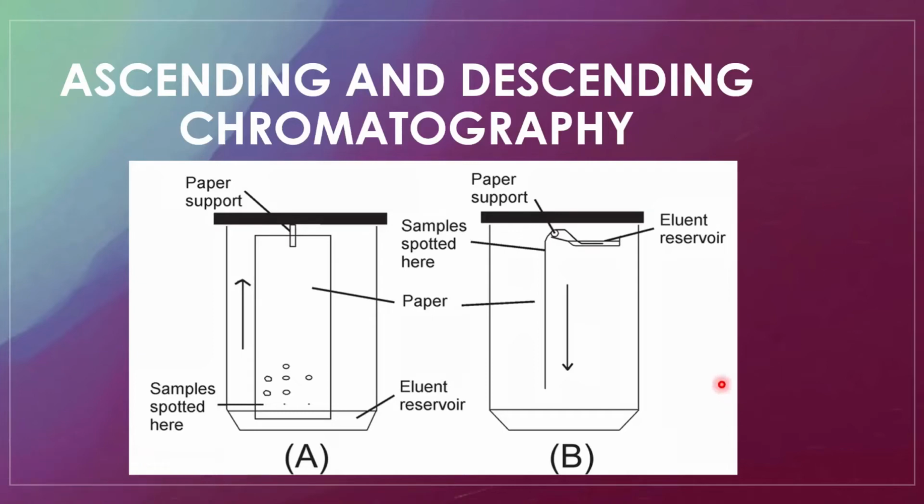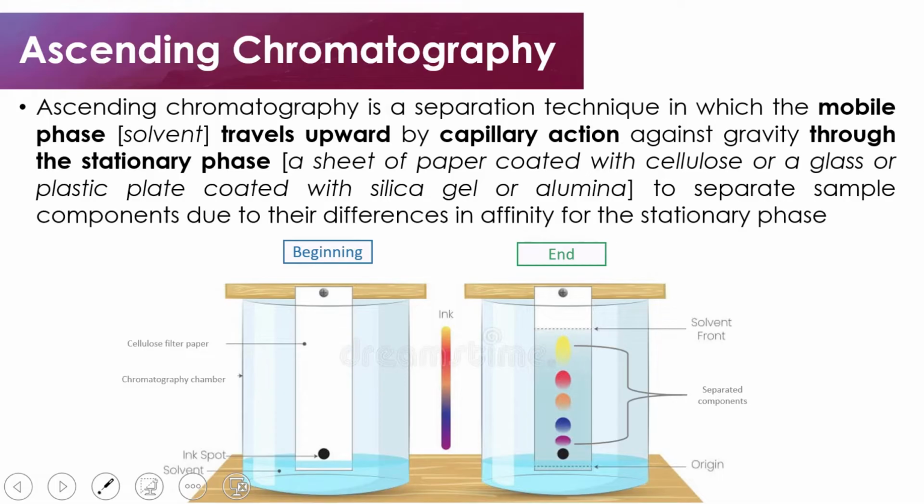In today's video and class, we are going to look at ascending and descending chromatography, which happen to be types of chromatography that are often used in paper chromatography and in thin layer chromatography. Let's start by looking at the ascending chromatography.